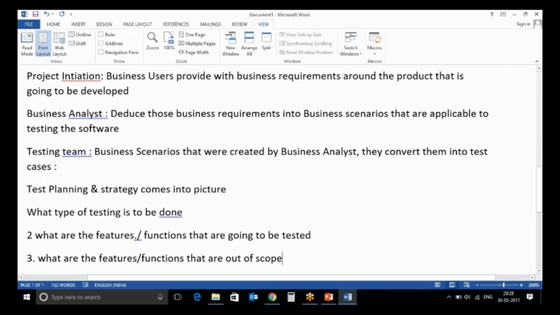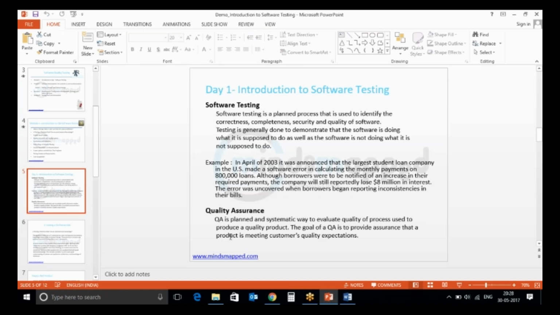Okay, so once you have figured out what type of testing and what features are to be tested and not to be tested, then you start off with creating the test cases, and then finally executing them and finding out whether they are actually working or not.